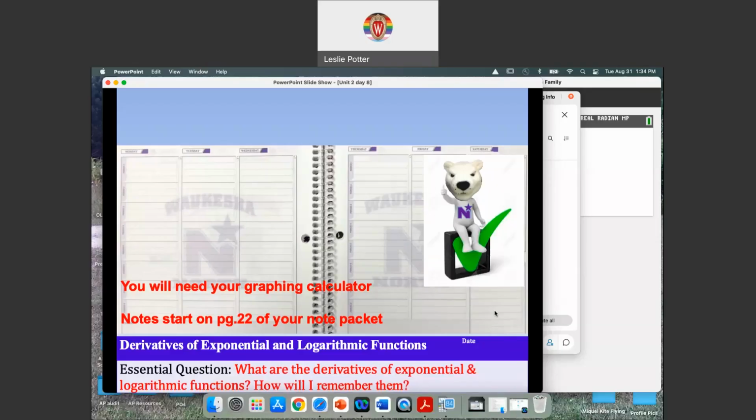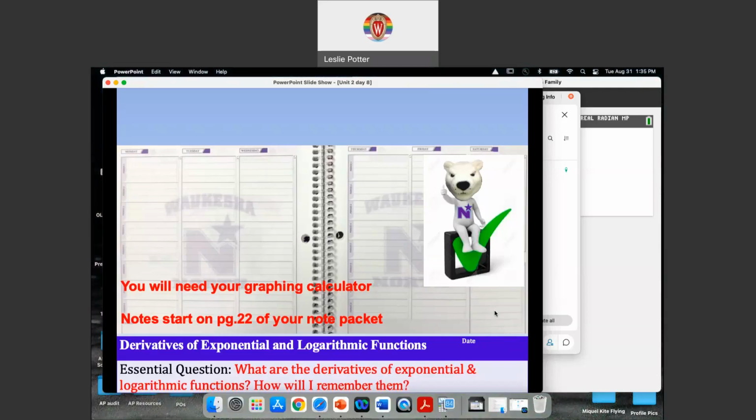These are the notes for Unit 2, Day 8. And for these notes, it's setting up your graphing calculator. So you need your handheld calculator right now for these notes. You'll also need it for our next class. We have another investigation.